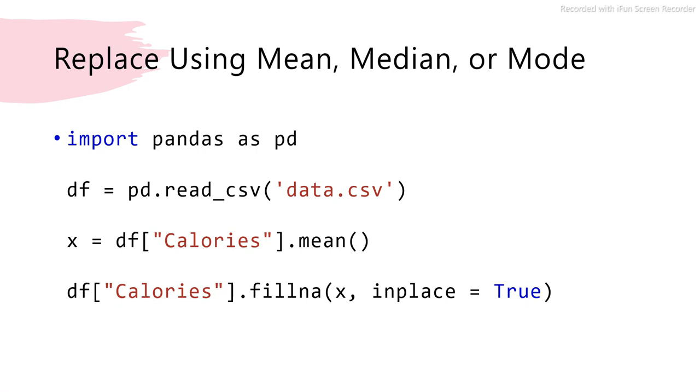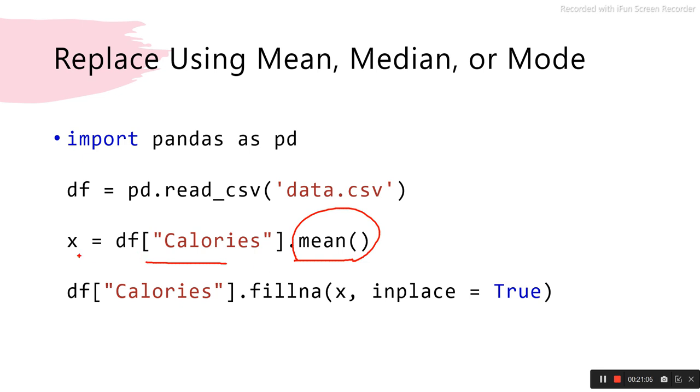Here in this code, I am trying to find the average. df of calories dot mean. This function will give you the average of all the values available in the calories column.